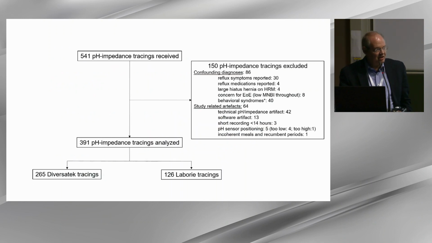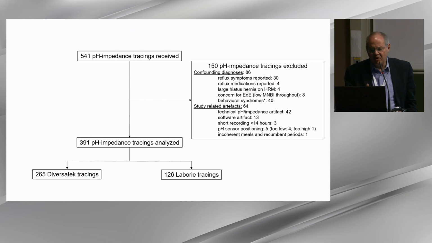We received 541 impedance tracings from supposed to be normal asymptomatic subjects. And we had to eliminate 150 of them. Why? Because they had a confounding diagnosis: either the patient marked reflux symptoms, and if they had symptoms, they were not normal asymptomatic studies, or they were reporting that they were taking reflux medications, or in the HRM there was a large hiatus hernia, or we were concerned about the possibility of eosinophilic esophagitis because their baseline impedance was low all over the tracing. So we needed to eliminate 86 of these in that way.